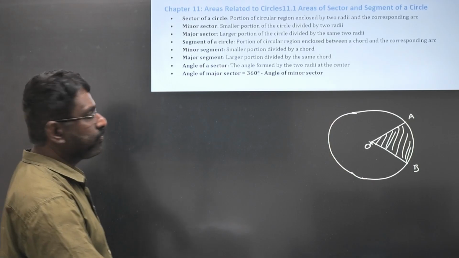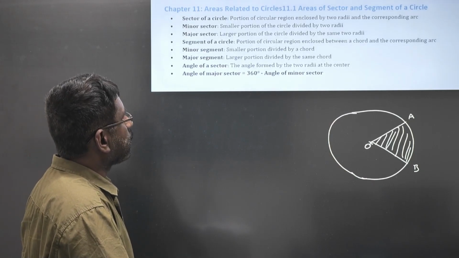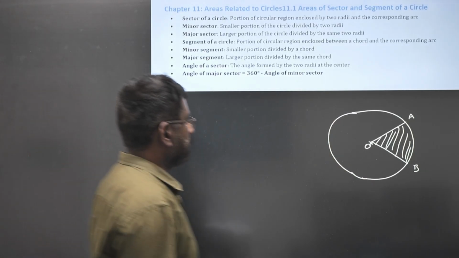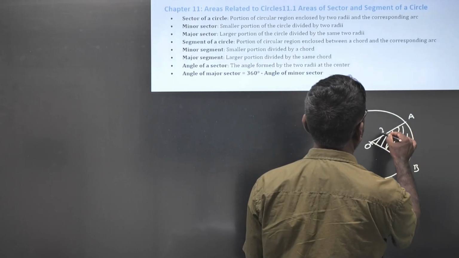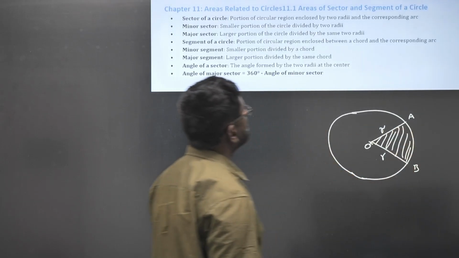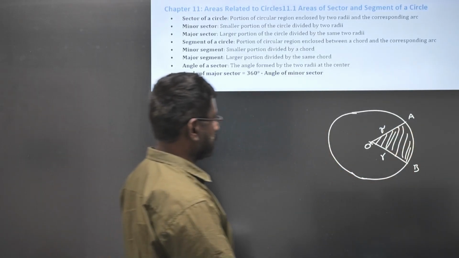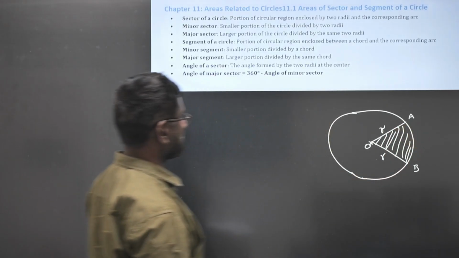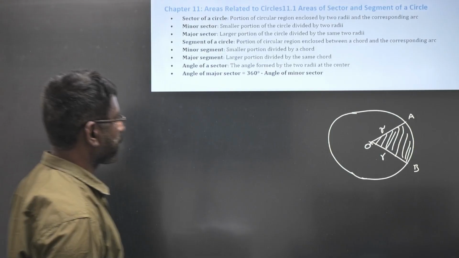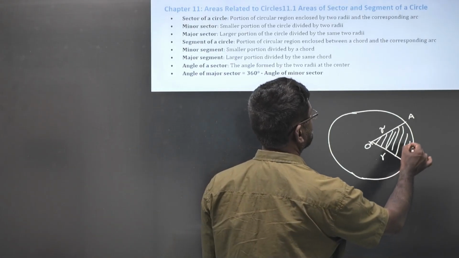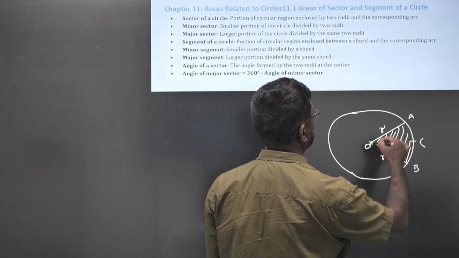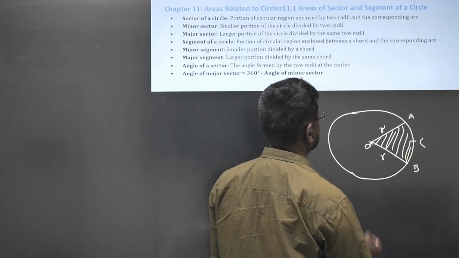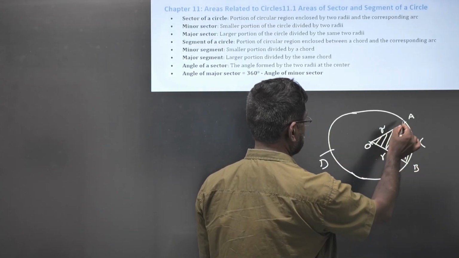The portion of circular region enclosed by two radii. Here OA and OB are the radii. And the corresponding arc. This arc, corresponding arc. This is called sector. And also, suppose this is ACB. OACB. This is a sector. And this is also a sector.